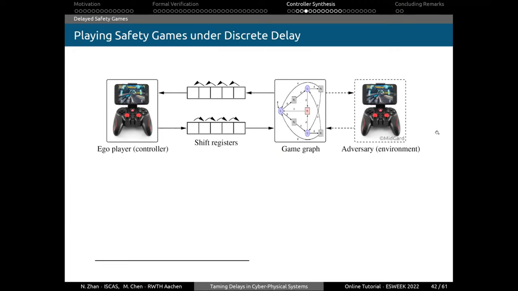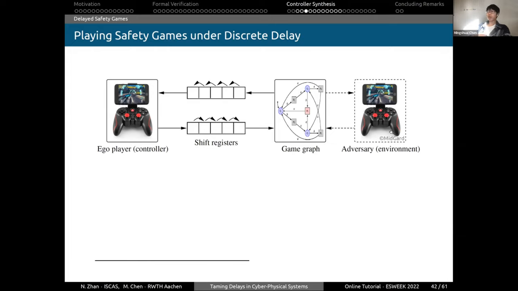All right, then what is a game under delayed interaction? This is a high-level picture illustrating the idea. So we have two players, the ego player, which models the controller, and the adversary player, which models the environment. They both play according to a game graph or game arena, like the one you have just seen. So they make actions, and the graph takes some transition according to the action. And they also observe the state of the game graph and make actions based on the observations. So for the controller and for the environment, we always assume perfect information for the game. That means there's no delay in any of these two links.